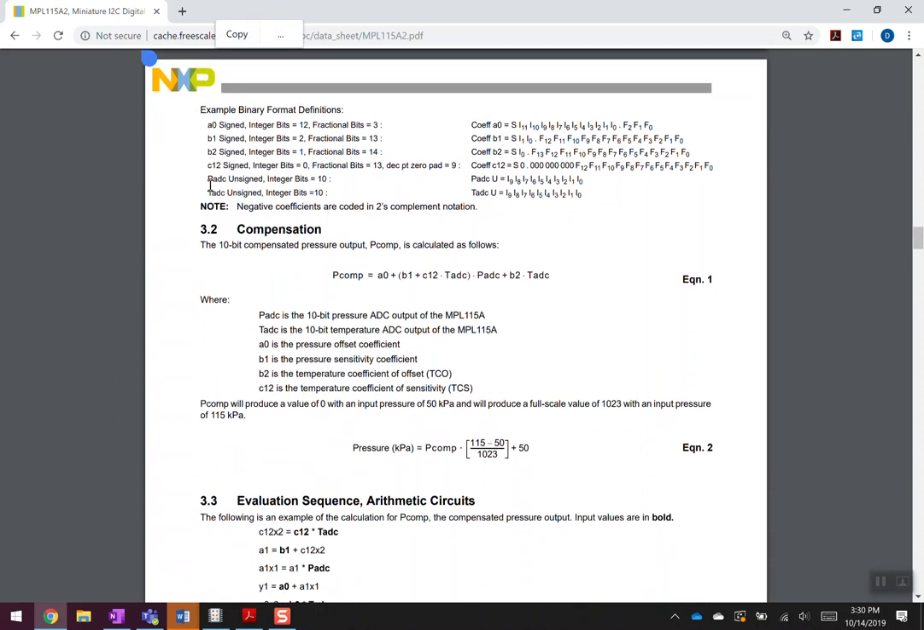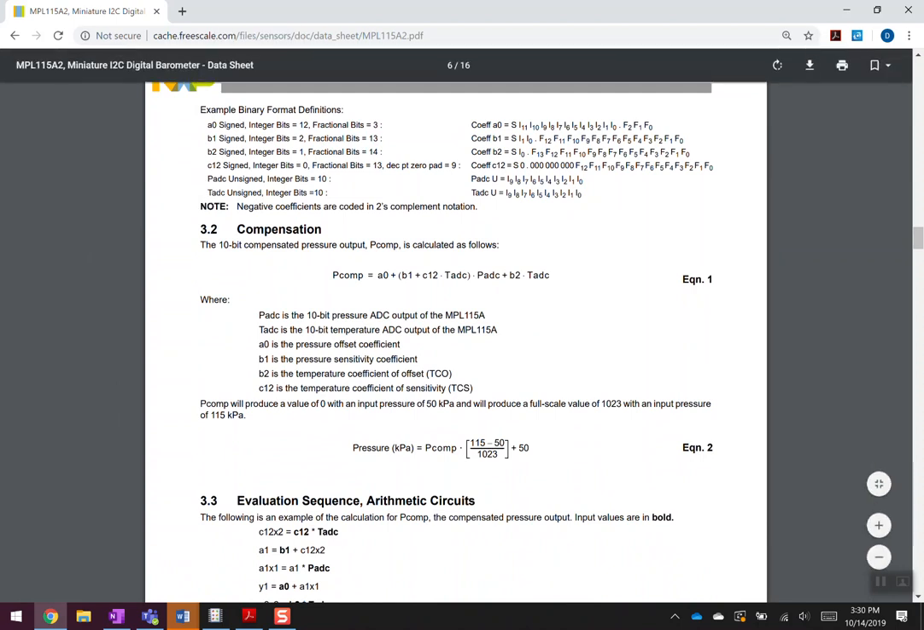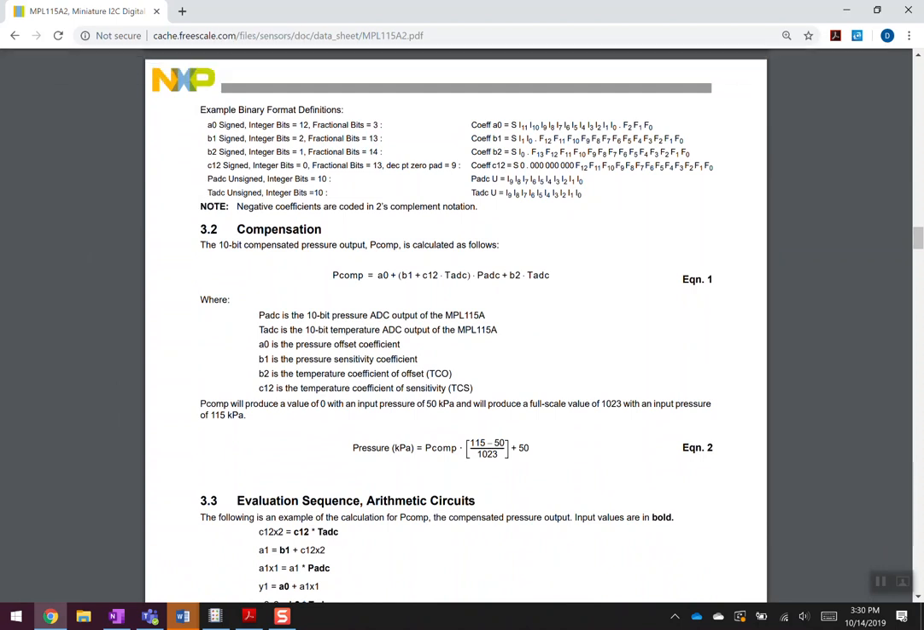And we will talk about the pressure and the temperature one just in the program. Alright, so that's enough here. What we're going to start in the next set of videos is actually writing some code for this temperature and pressure sensor.